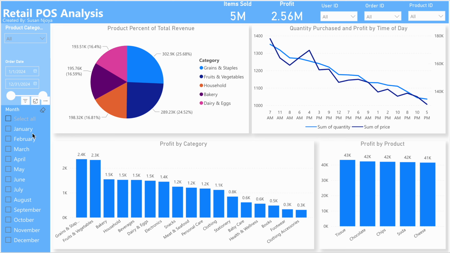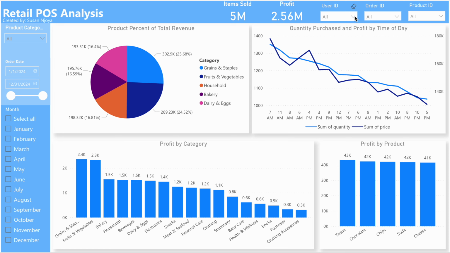On the left hand side of our dashboard, we have various filters that are going to help us navigate some of the graphs that we have. On the top of our dashboard, we have information for all of the data that was pulled from our system, such as the items that were sold, the profit we gained from selling all of these items, and then some more intricate information, such as user ID.